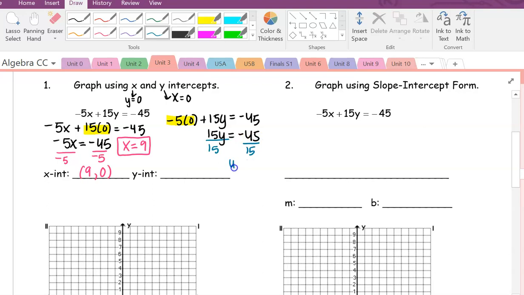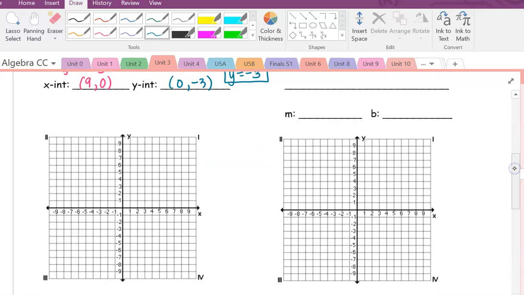Take a minute to calculate that, and you should get a negative 3. Make sure you put your actual y-intercept. Notice it's 0, negative 3 because your x is 0 and your y is negative 3. All right, so now we'll graph that. We have a point at 9, 0, that's your x-intercept, so it's on your x-axis. A point at 0, negative 3. It's your y-intercept, so it's on your y-axis, and then take your ruler or your straight edge or your ID and you're going to draw a line. Something like that. Let's make sure we have arrows on the ends of our lines, please.